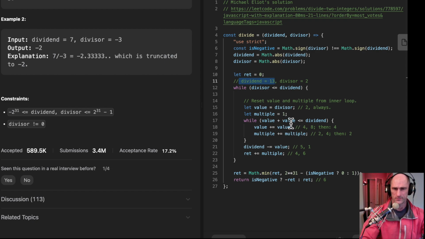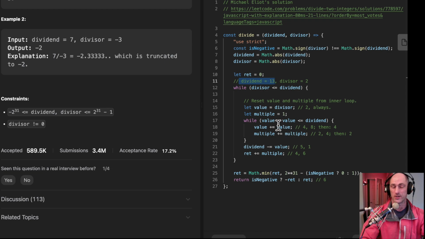Value plus value. Well, value is 2. Less than 13? Yes. So value is now going to be 4. Value plus value is going to be 4. Multiple is going to be equal to 2, because 1 plus 1 is going to be 2. And then we're going to continue on this.